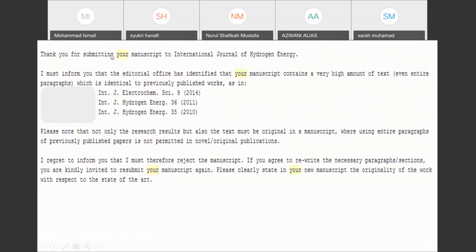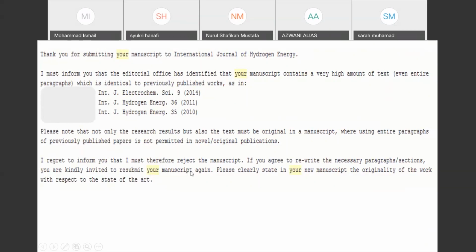Thank you for submitting your manuscript to the International Journal of Hydrogen Energy. I must inform you that the editor office has identified that your manuscript contains a very high amount of text, even entire paragraphs, which is identical to previously published work. Actually, this comment is from the editorial office. They list the sentences that are the same as in other journals. Please note that not only the research result, but also the text must be original in a manuscript. Using entire paragraphs of previously published papers is not permitted in a novel original publication. I regret to inform you that I must therefore reject the manuscript.